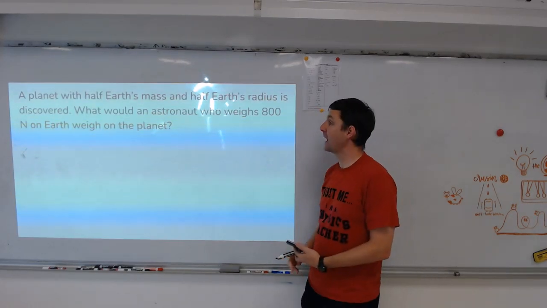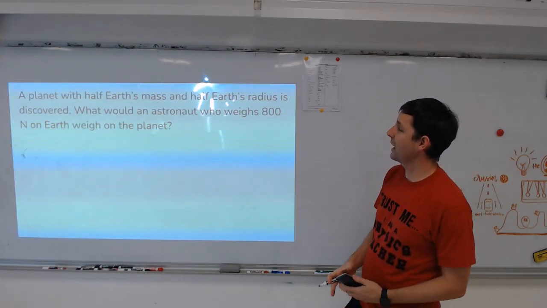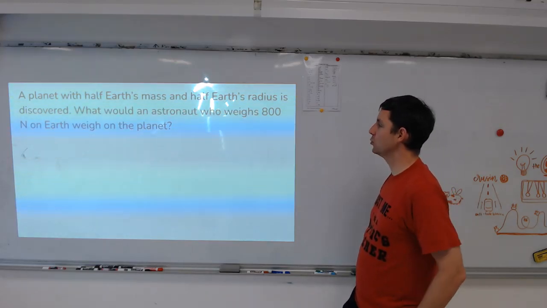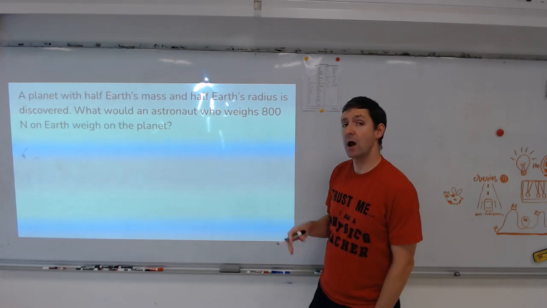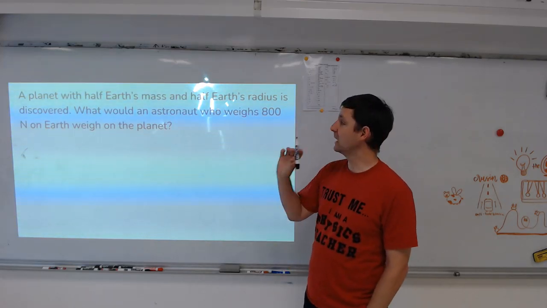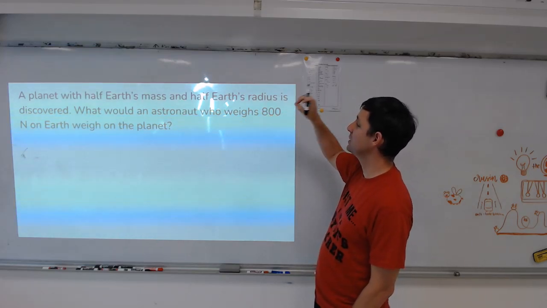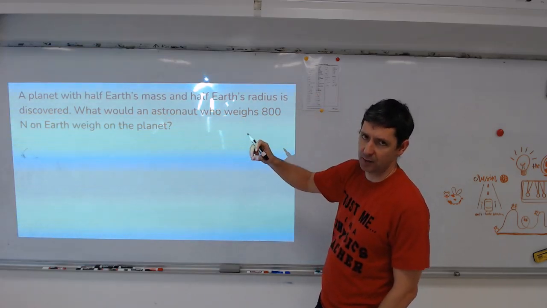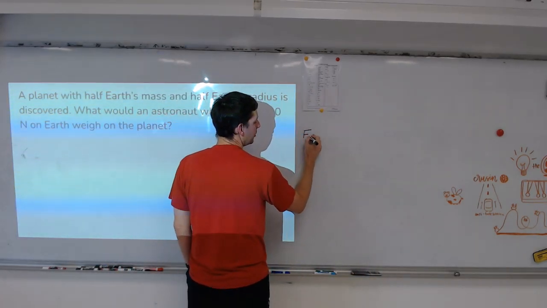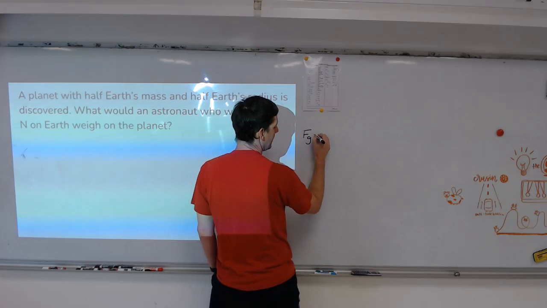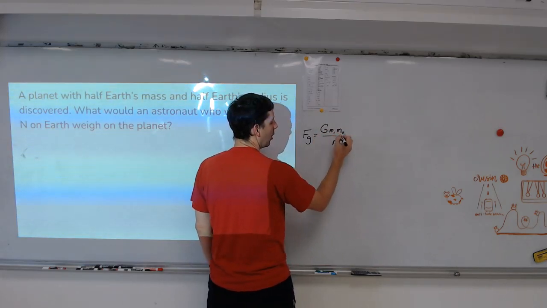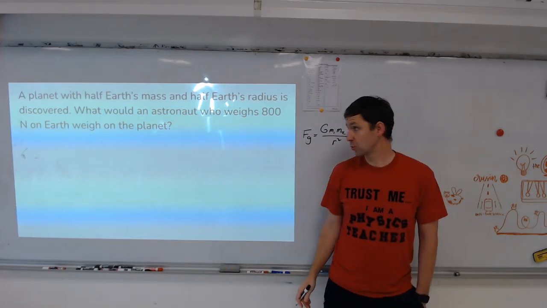All right, now we've got a planet with half Earth's mass and half Earth's radius is discovered. What would an astronaut who weighs 800 newtons on Earth weigh on that planet? All right, so our first goal needs to be, how does changing the mass and changing the radius affect the force on an object? All right, so we know that Newton's law of gravitation is the force of gravity equals G m1 m2 over r squared.